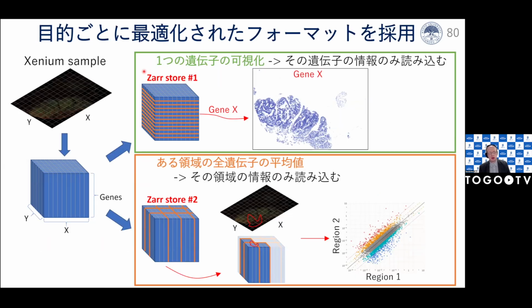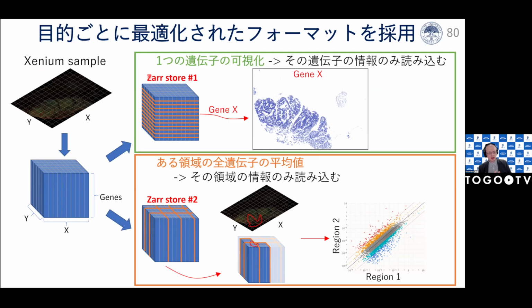And so how do we do it? We use something called a Zarr store. It's a format that's useful for accessing big data very quickly. So each spatial sample is like a 3D data set. It has the X and the Y coordinates, and then the genes are a third dimension.